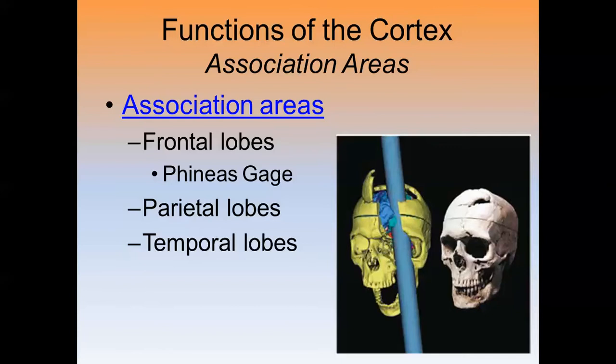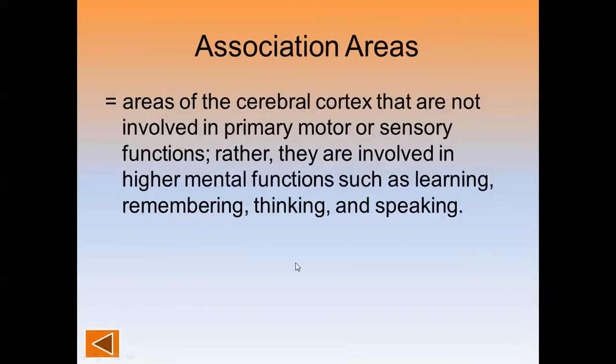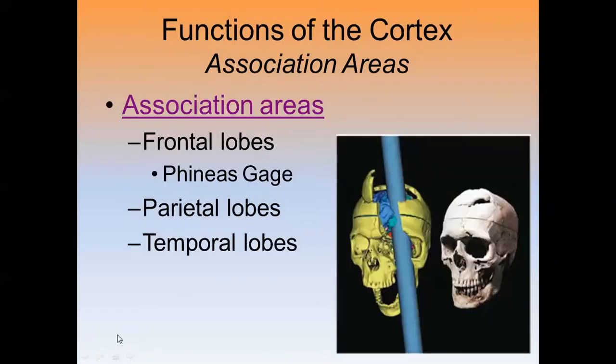So, again, association areas are areas of the cerebral cortex that are not involved in the primary motor or sensory functions, but they are involved in higher mental functions like learning, remembering, thinking, and speaking.